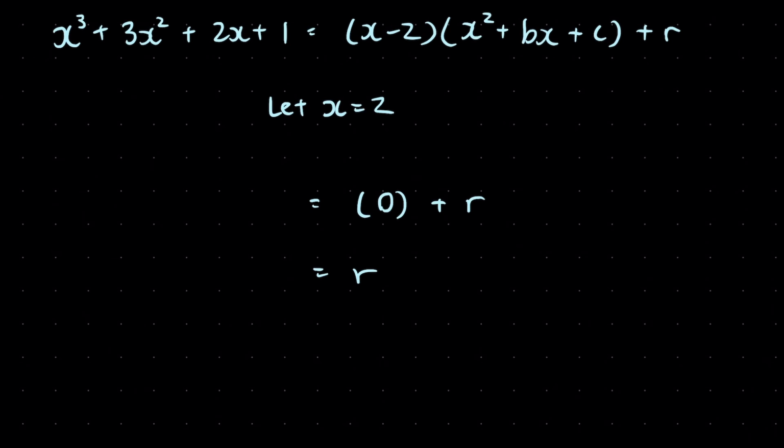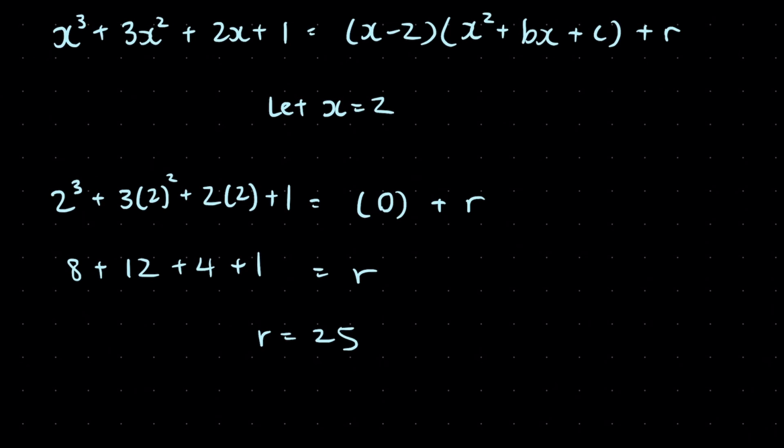And then we look at equation 1. If x is equal to 2, let's just sub in x is equal to 2 for each of these. So we have 2 cubed plus 3 times 2 squared plus 2 times 2 plus 1. And if you evaluate that, you get 8 plus 12 plus 4 plus 1, which is 25. And that's what we got in the other method as well.